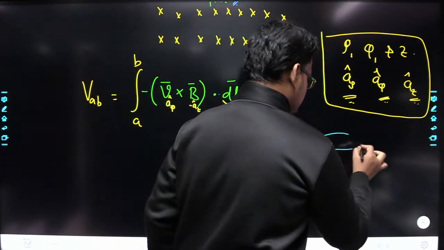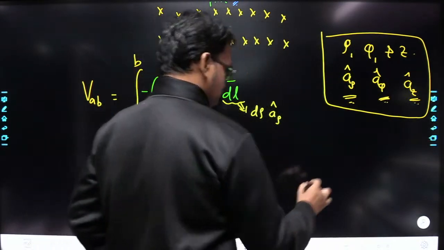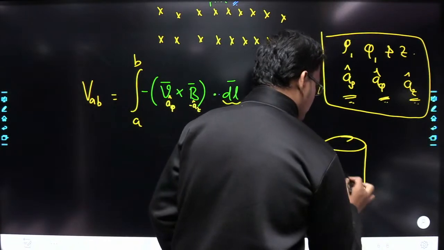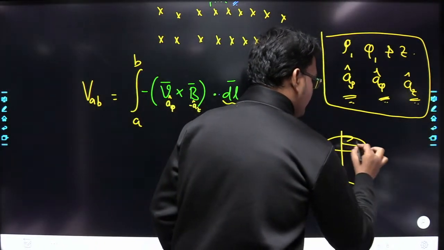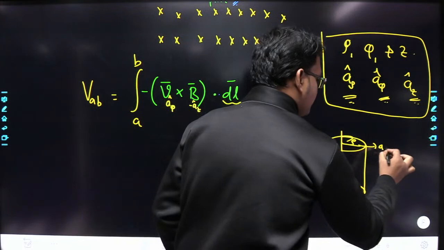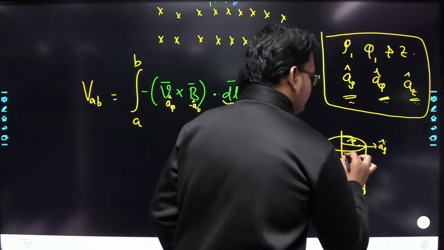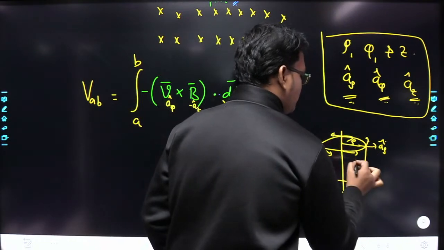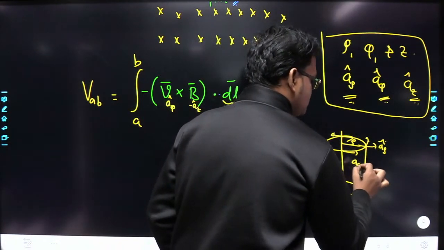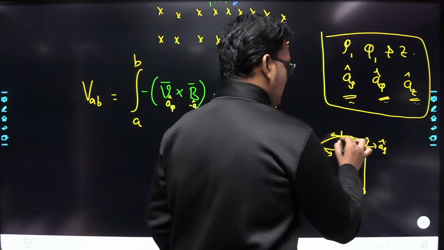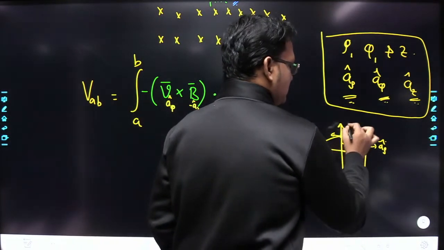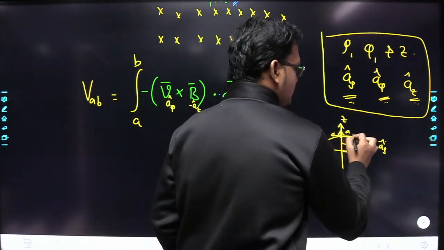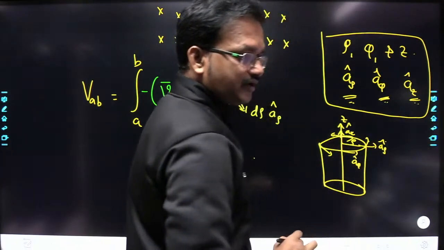See here, this is a cylinder, right? Okay. So this is the radial direction, aero cap. And if you draw the tangent on the circumference of the circle, it is going to point in what? In the anti-clockwise direction, in the A phi cap direction. And AZ cap will be in this direction.